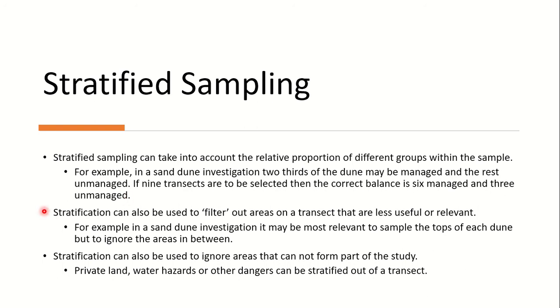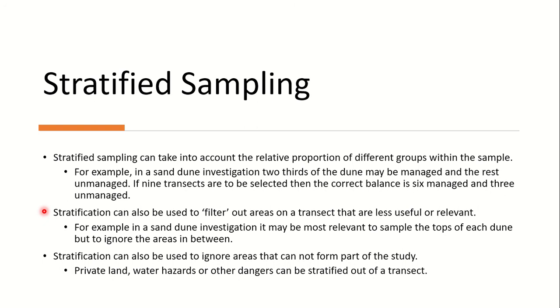Stratification can also be used to filter out areas that are less relevant. The easiest example for this is on a transect line. You might want to ignore certain areas. So if your transect line, when you go to the beach, has a play park somewhere on it, because you have randomly chosen where your transects go, and the transect that you chose with a random number generator happens to cut through a little bit of a play park, well, you would stratify that out. That means you would ignore it, because it's going to bias all of your results.